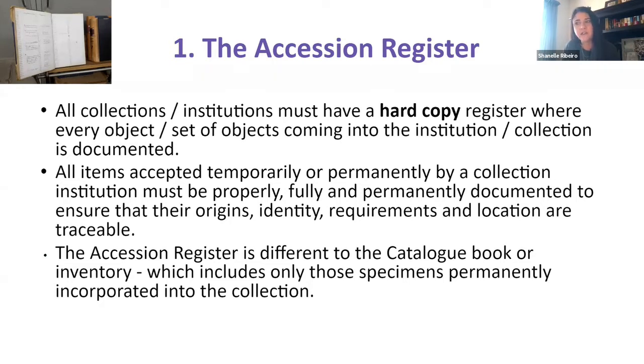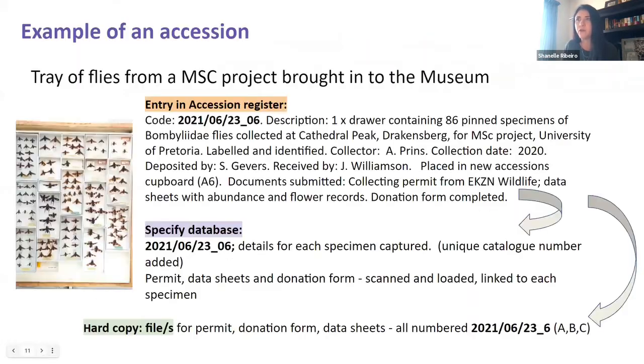And note that the accession register is different to the catalogue book or inventory, which includes only those specimens permanently incorporated into the collection. So I'm just going to give over to Michelle for a moment, and she's going to run through an example of an accession and just explain the details.